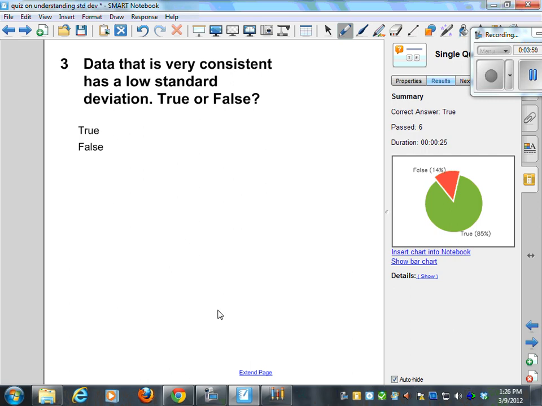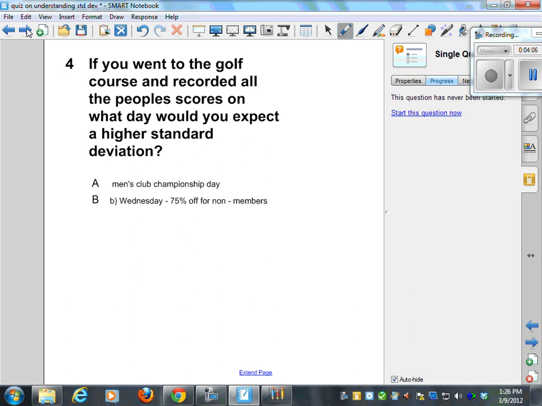Wouldn't our answers for this be a low standard deviation? Because most people pick true, correct. There you go. It's good. Okay.